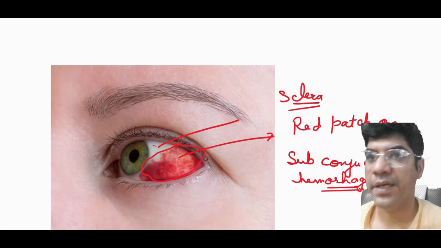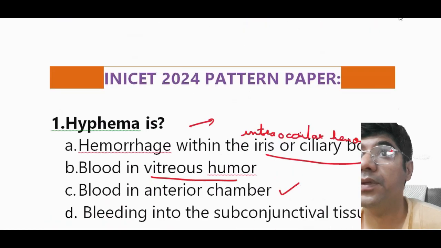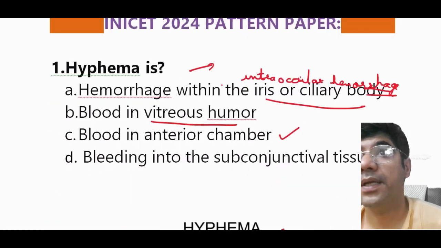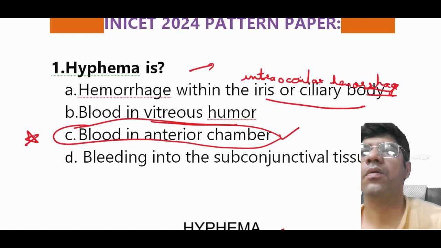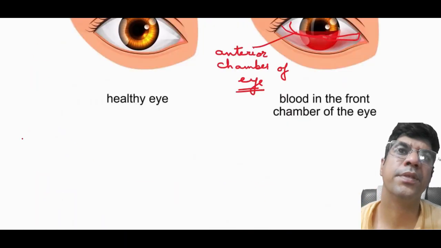So that is why your answer would be blood in the anterior chamber. That is the correct answer to this question. Now coming to the next question.